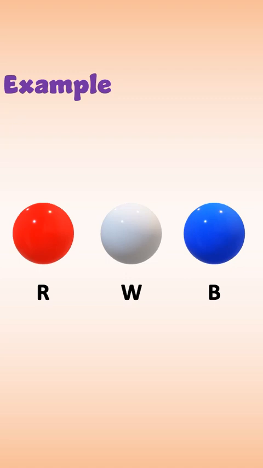Suppose we have three colored balls, red, R, white, W, and blue, B. We want to find all the possible permutations when arranging these balls in a row. The three balls can be arranged in 6 different ways.